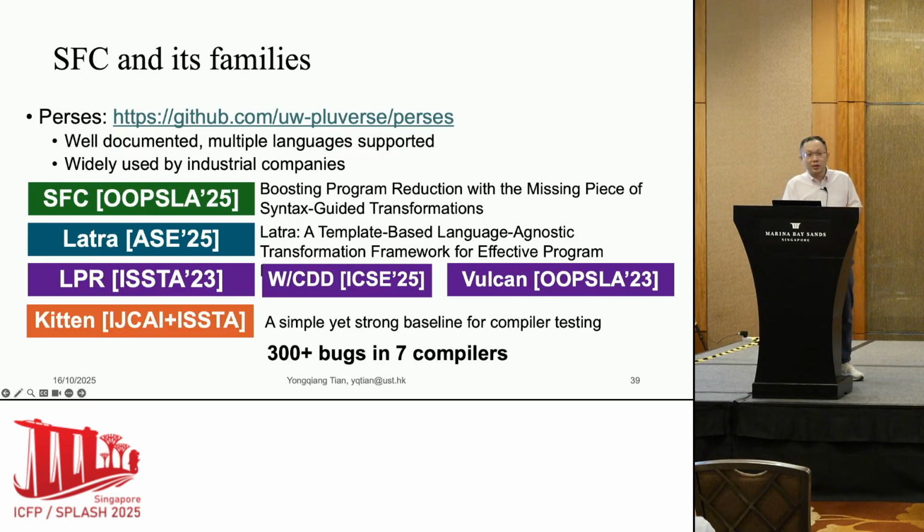And actually, based on this reduction process, we also have proposed a new simple yet very strong baseline for compiler testing with our technique. In 7 different compilers, we found more than 300 compiler bugs. All of them are open source, so feel free to try to use them. And if you have any questions, I will try to answer them. Thank you.